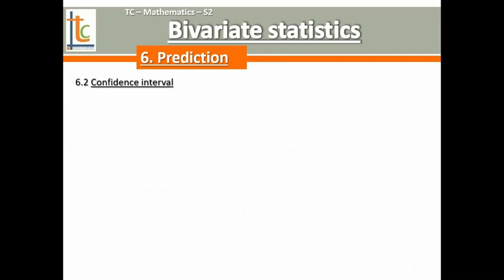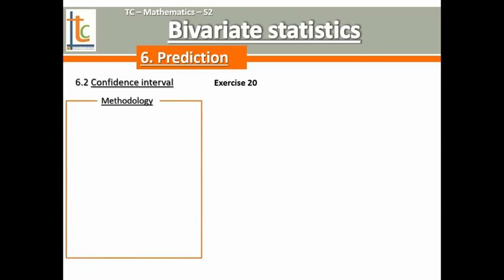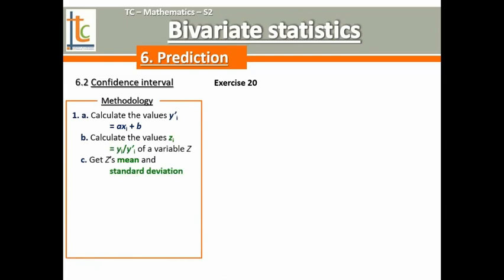Let's say now what you had to be able to do in order to perform an exercise. Your methodology is this one, this time. The first point is to analyze the point cloud by the values of z. You have to be able to calculate all the values y prime coming from the point cloud. Then you calculate the values of your new variable, and finally get its mean and standard deviation.